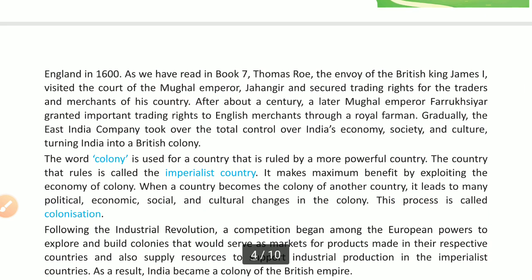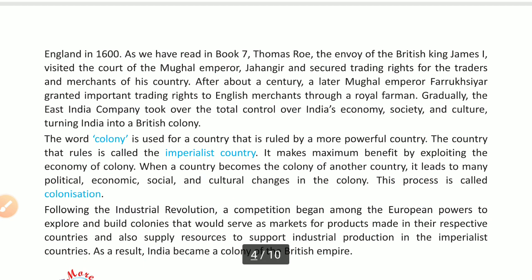Gradually, the East India Company took over total control over India's economy, society, and culture, turning India into a British colony. Okay, so that means this is how they got the trading rights. They came to India, they started trading, but slowly they captured India and colonized it.